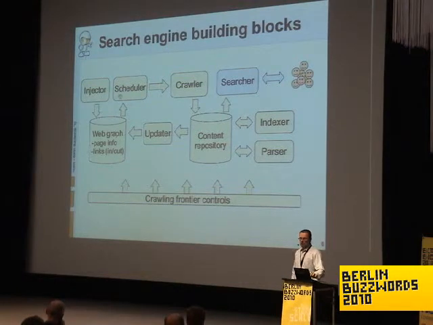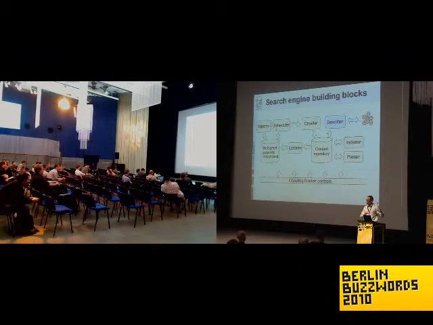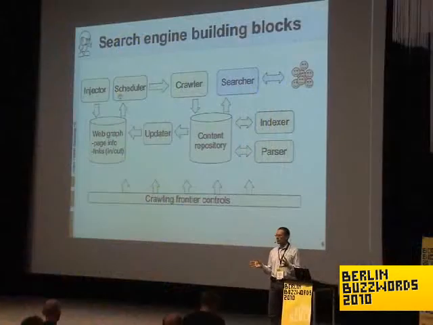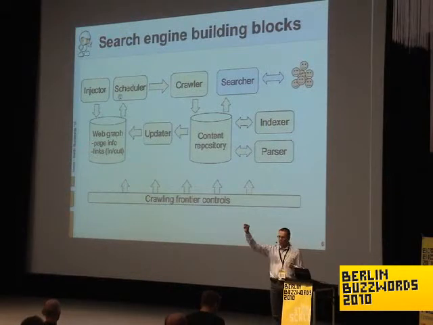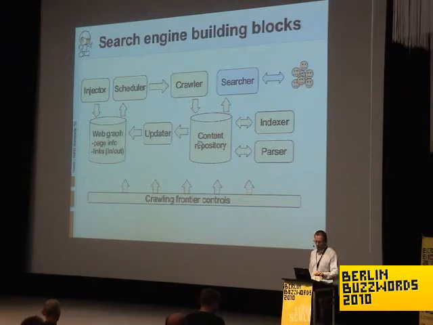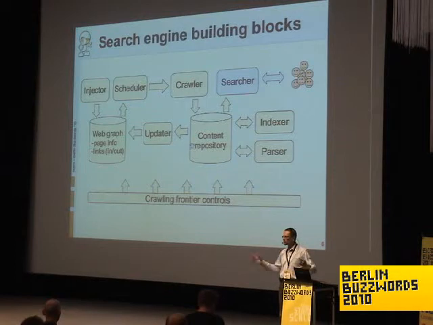Then, okay, you need to schedule your crawling. So you have the scheduler component, which selects some of these pages for fetching, either from scratch or for refetching, and then passes this information to the crawler. And the crawler component actually goes out and connects to the target servers and downloads the content, whatever that might be. Then you have the content repository, which stores the downloaded content and some other stuff that you created based on this content.